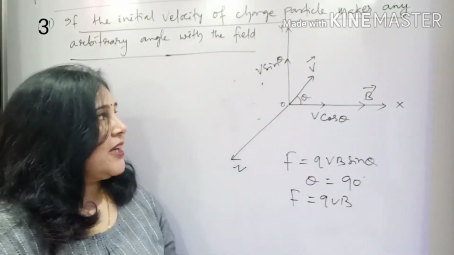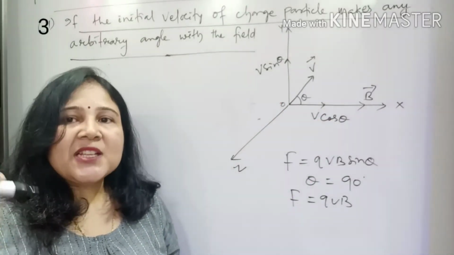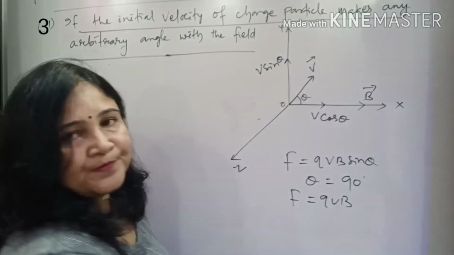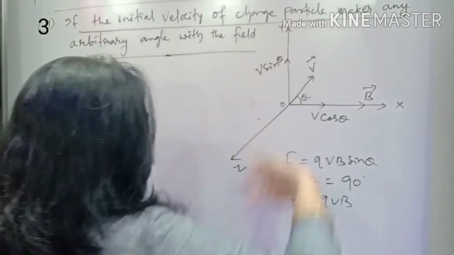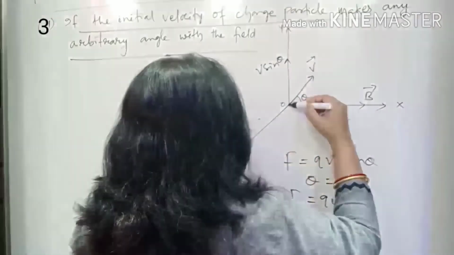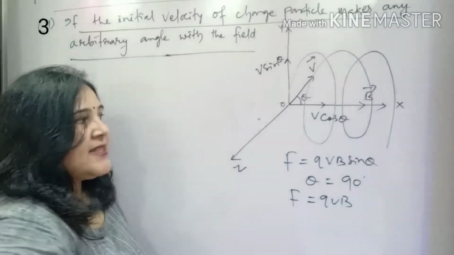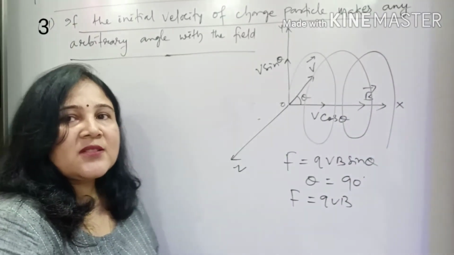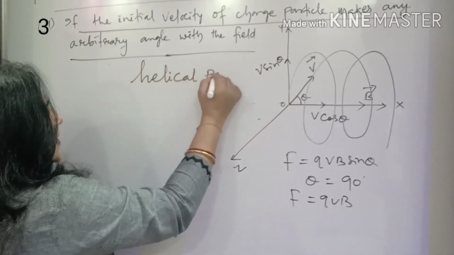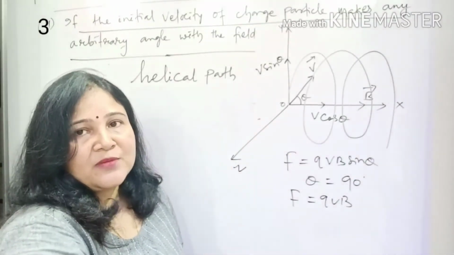But at the same time, due to the V sin theta component, which is acting perpendicular to the field, the charged particle is forced to move in a circular path. And what type of circular path? Like this circular path. Its plane will lie in this YZ plane. Since two types of motion are there, the charge will move this way. Such a motion is called a helical path. It's moving like a helix.